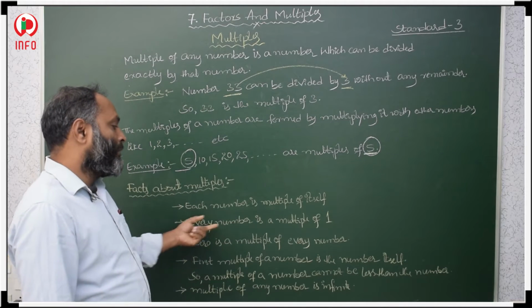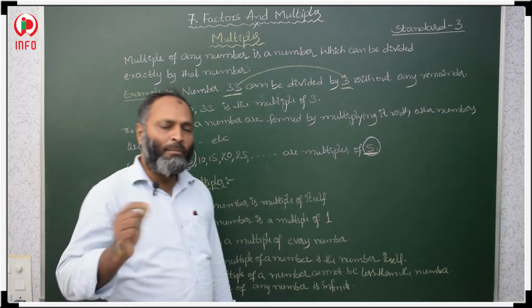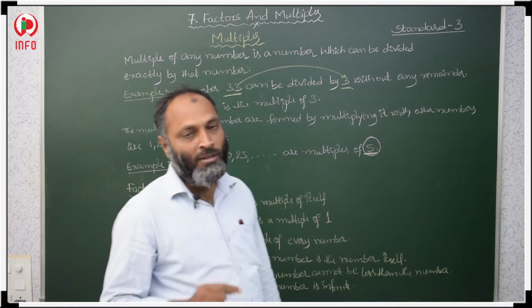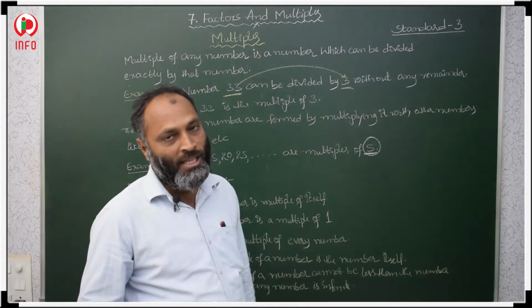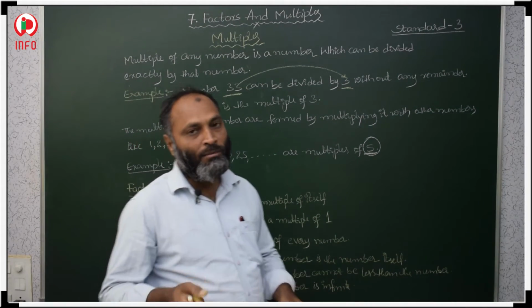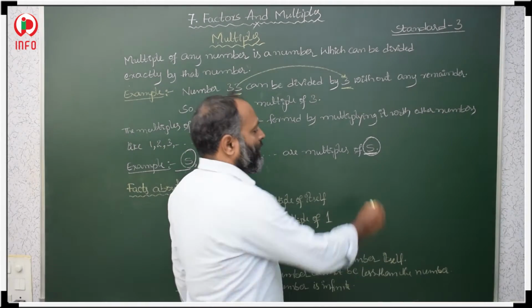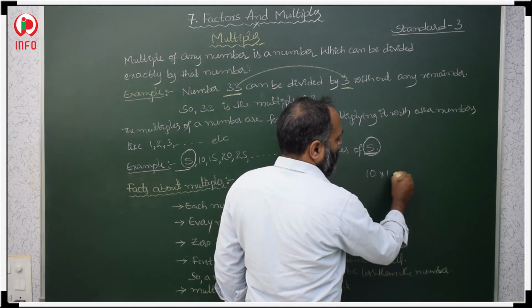Then, every number is a multiple of 1. Every number is multiplied with 1. How? 7 ones are 7. 1 is a factor of every number, and every number is a multiple of 1. 10 ones are 10.